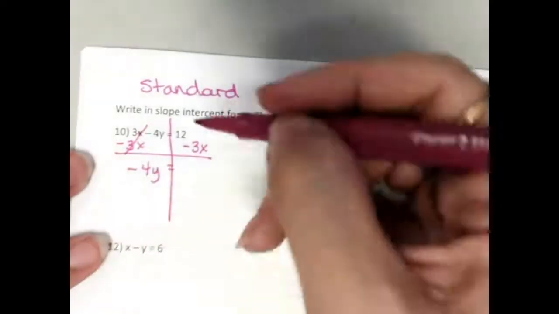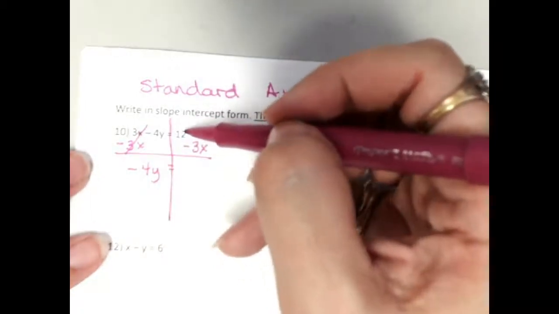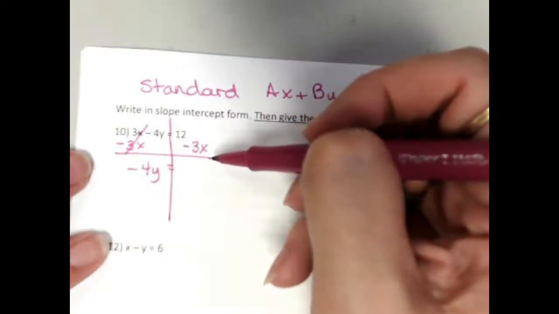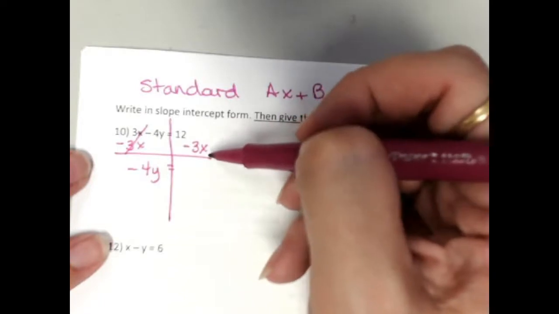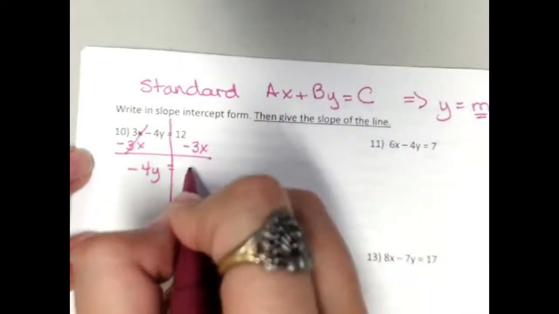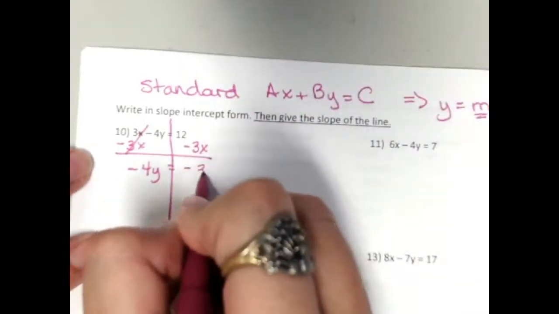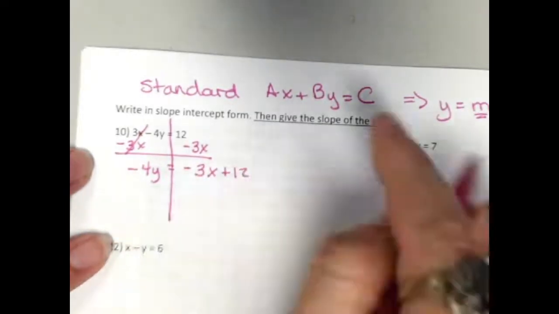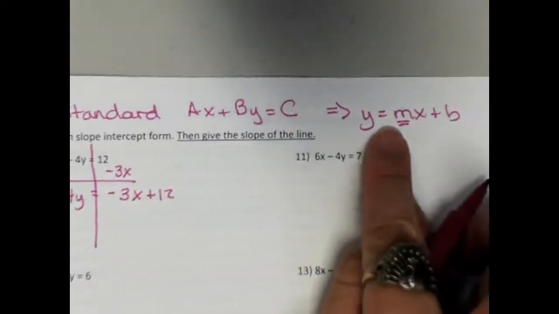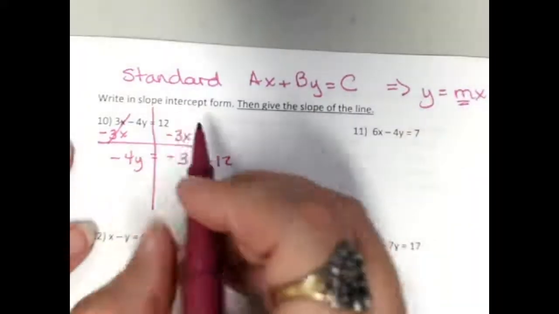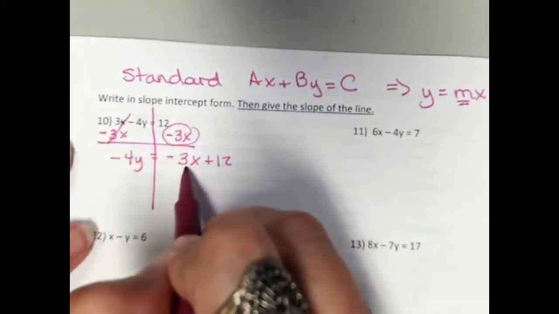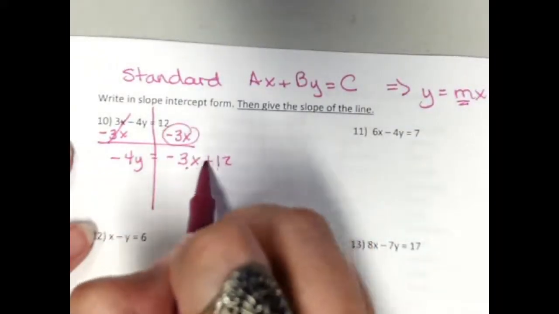Now on this side, can I combine a 12 and an x together? I can't, because those are not like terms. So I'm just going to write them down, and I'm going to write the x first, because I want it with the x first over here. Notice the negative was with the 3, so it stays with the 3. The 12 was positive, so it's positive there.